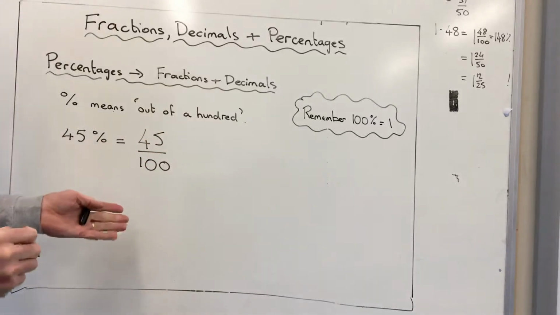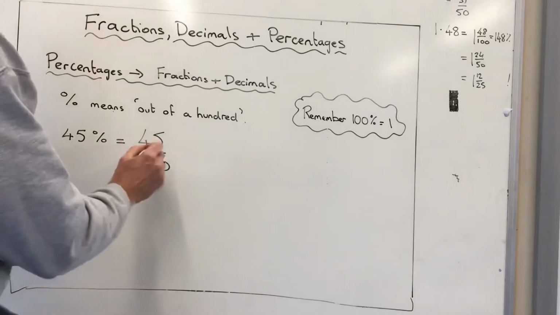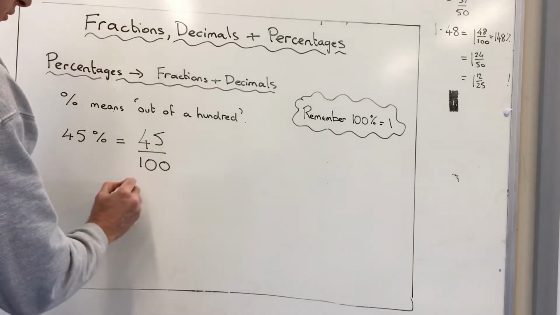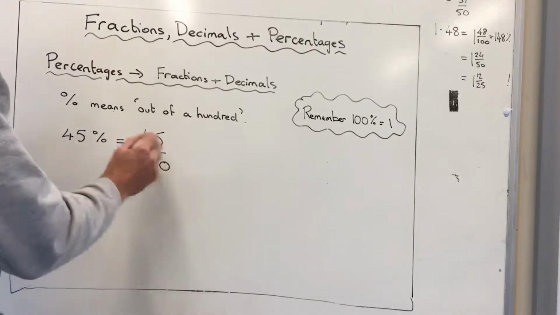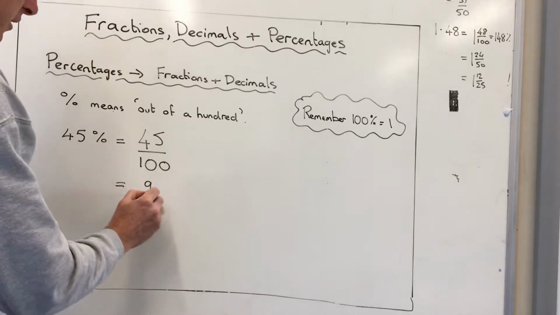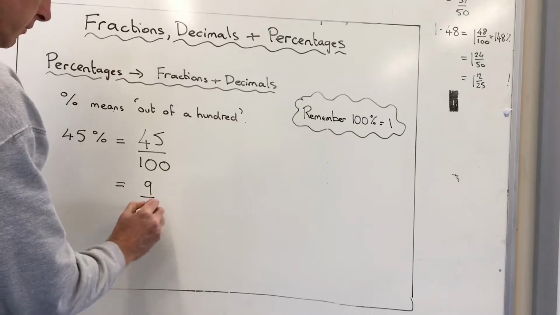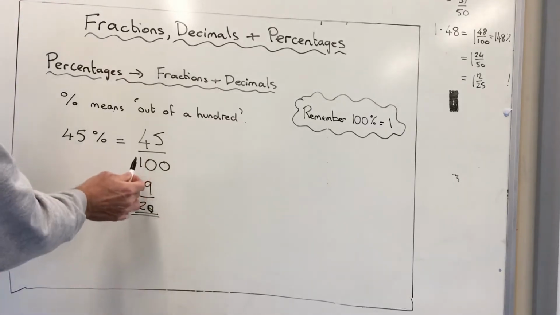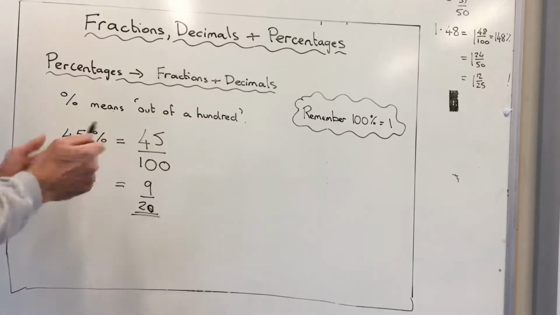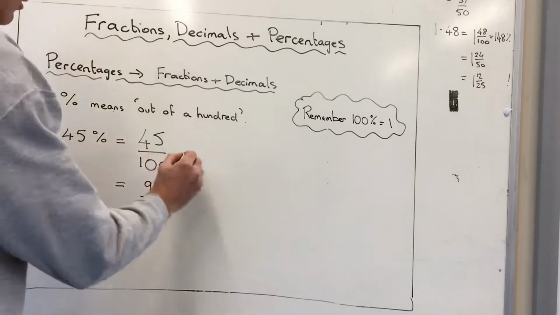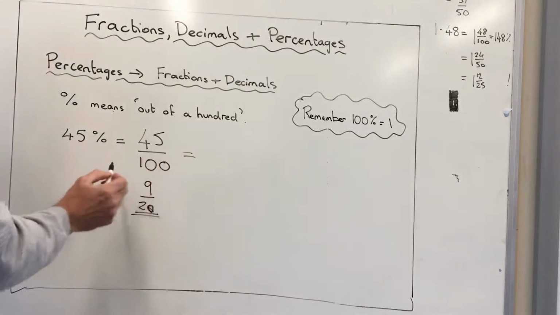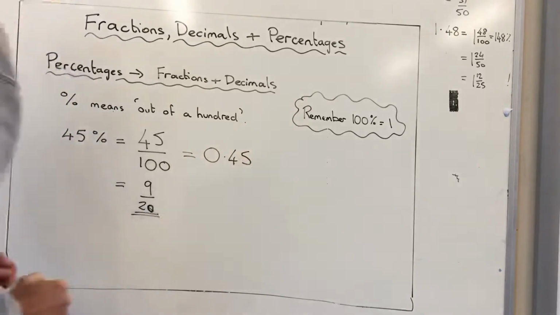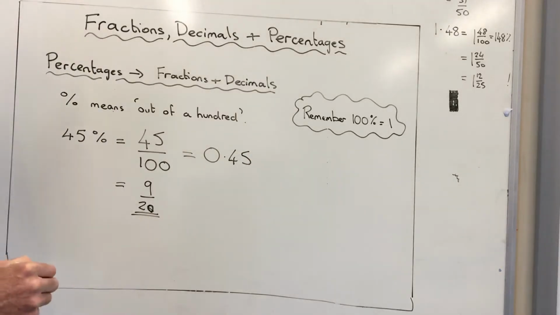There's your fraction already. Now remember you should always put fractions in lowest terms, so 45 over 100, divide top and bottom by 5, 9/20. Okay, that's your fraction. Your decimal, well, we did that previously, a fraction to a decimal, 45 over 100, 45 hundredths, 0.45, and there is your answer.